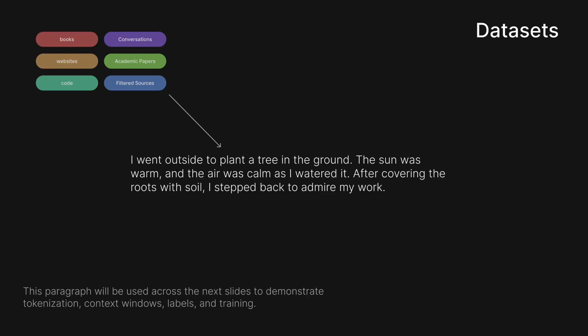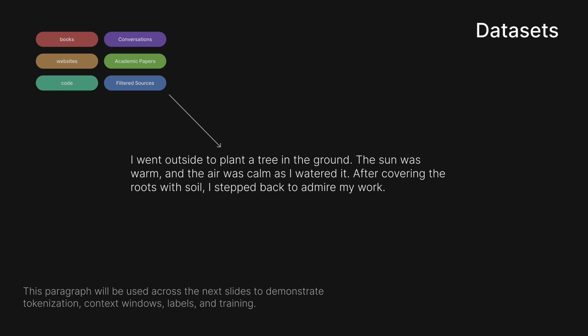Now remember, models have billions of sentences that they are going to train on. In our example here, we've got this one paragraph that I'm going to show you roughly how pre-processing works and then how it gets fed through the model for training. And so here is our paragraph that we will use.